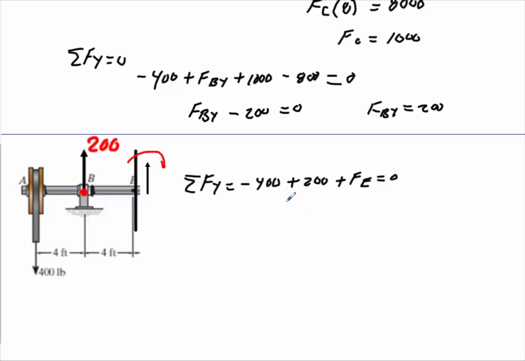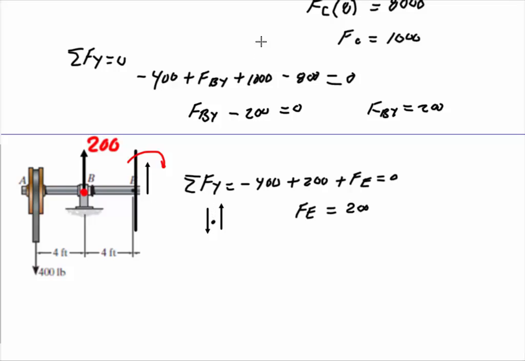All you have to do now is solve for that. And what you'll find out is FE must be going up 400. That gives me a value of 200 there. So what that really means is I got shear going across there. So if I look on each side of E, I have shear that's going like this and like this. It's just shearing across that face there.